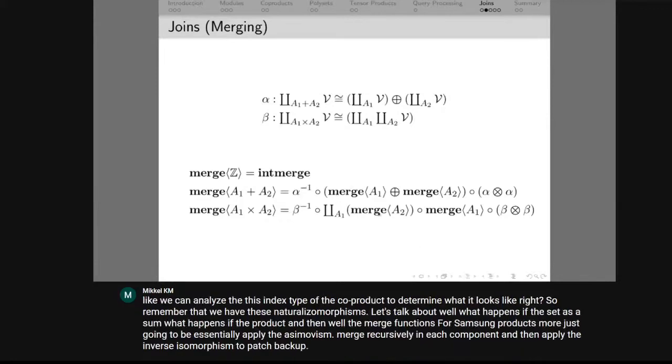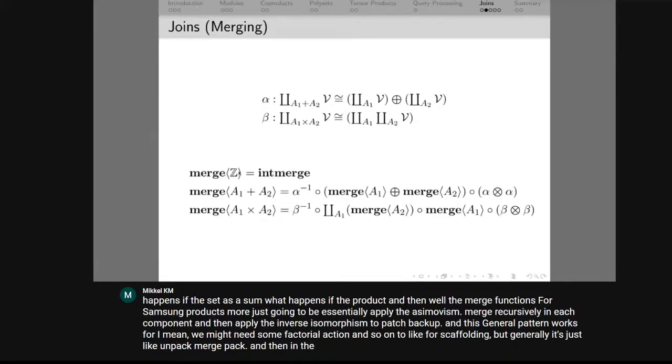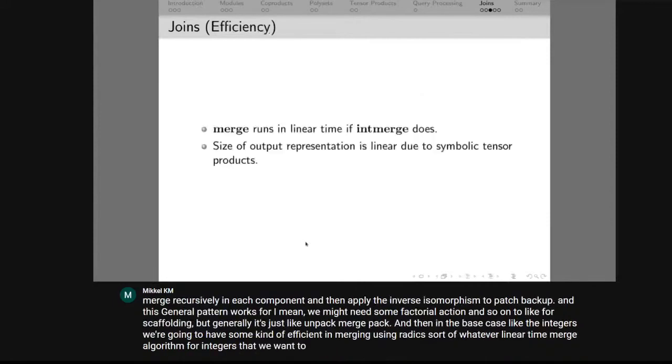And this general pattern works for, I mean, we might need some factorial action and so on for scaffolding, but generally it's just unpack, merge, pack. And then in the base case, like the integers, we're going to have some kind of efficient int merging using radix sort or whatever linear time merge algorithm for integers that we want to use.